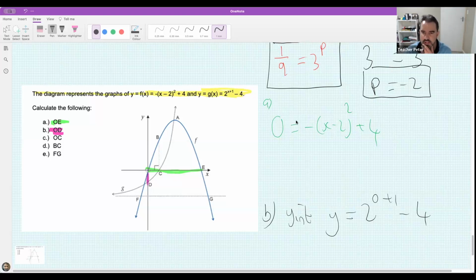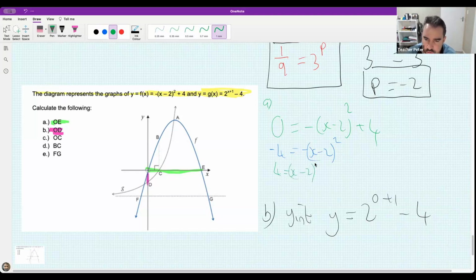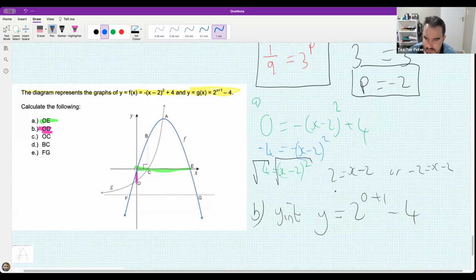Okay, so let's see what we get for this one here. If I bring that across, oh, but I can bring the negative across as well. So then I get 4 equals x minus 2 squared. Then I can square root both sides. But now I could have 2 equals x minus 2, or I could get that. In which case, x would be 4, or x would be 0.